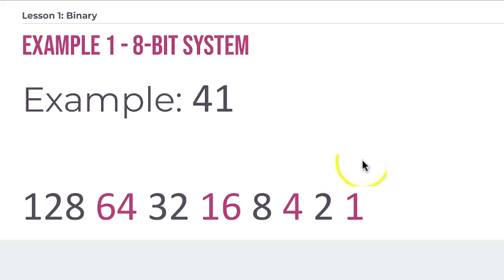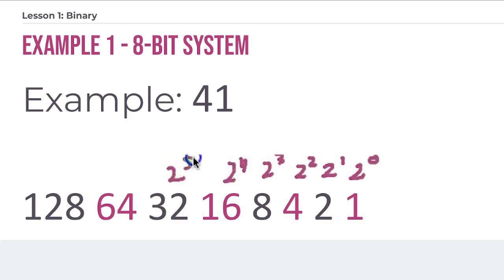So as a reminder, this is 2 to the 0, 2 to the first, 2 to the second, 2 to the third, 2 to the fourth, 2 to the fifth, 2 to the 6. As you might have guessed, I really don't have to go out this far, but I'm just going to mark them all just so you know. So 2 to the 7th is 128. All right, so these are our place values for base 2. So the question is, how do we take these numbers and group them up to make a total of 41?